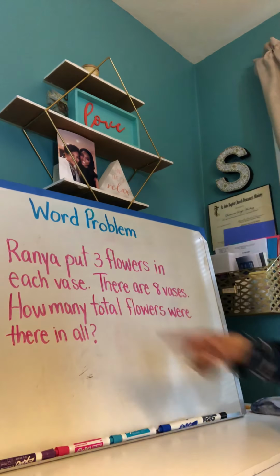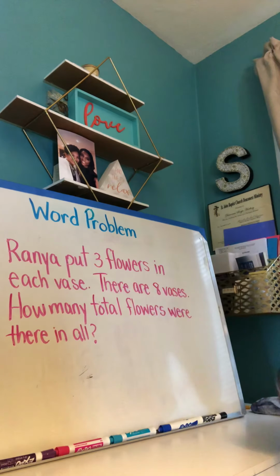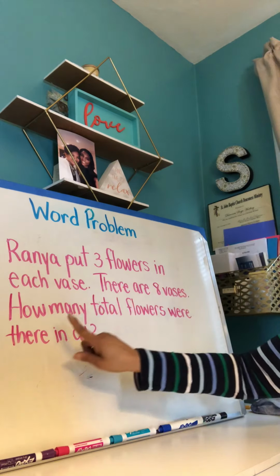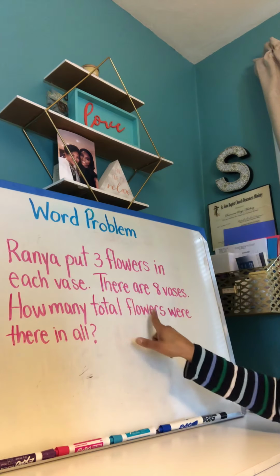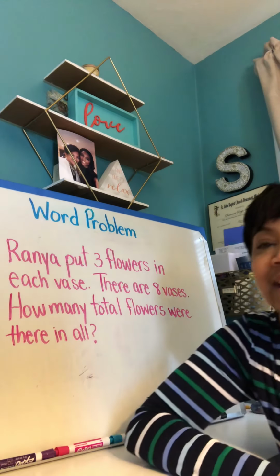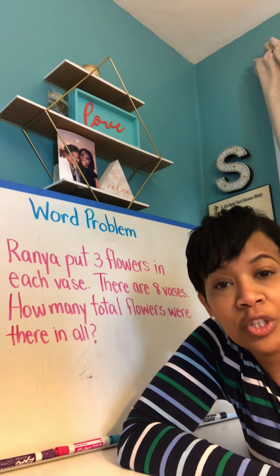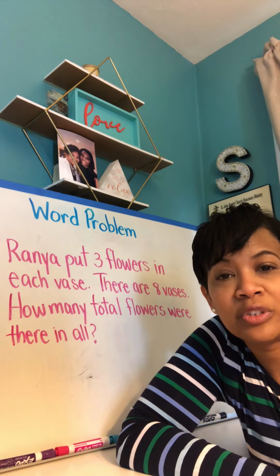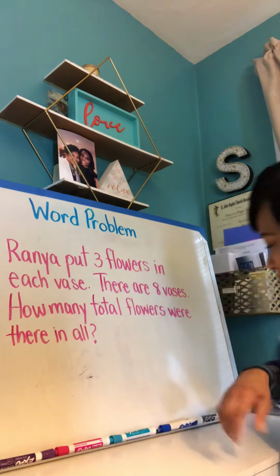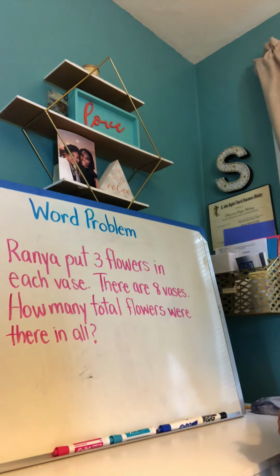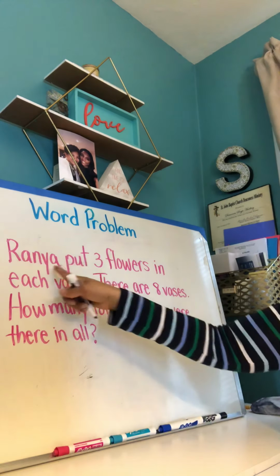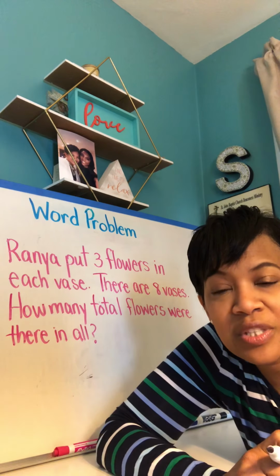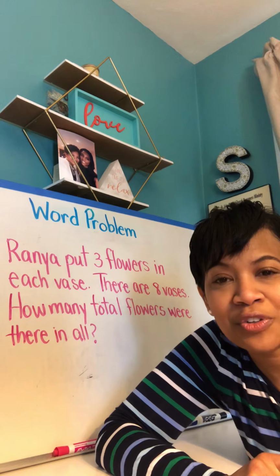Here is today's word problem. Rania put 3 flowers in each vase. There are 8 vases. How many total flowers were there in all? So again, we're going to reread the problem like we've been doing, and we're going to underline or circle important information. Are you ready? Okay, let's get started. So let's begin with the first sentence again. Rania put 3 flowers in each vase. What important information do you see there that's important for us to either circle or underline?